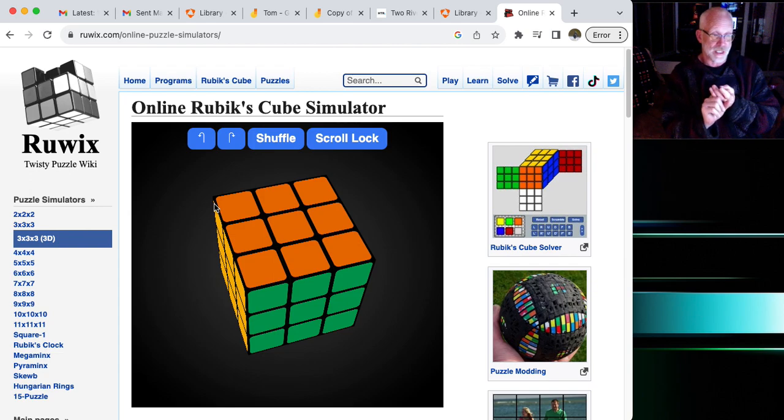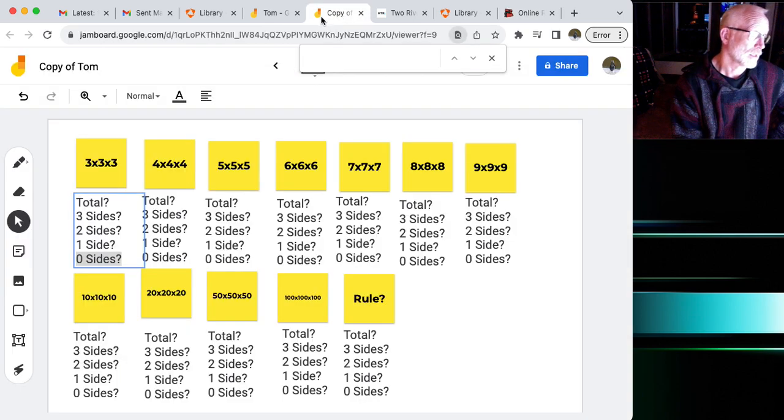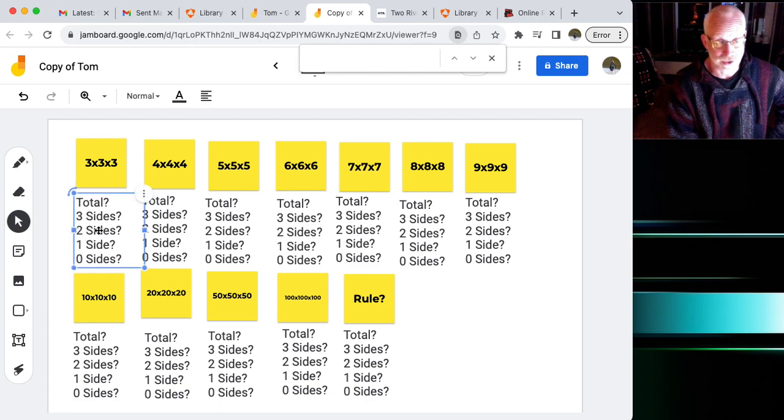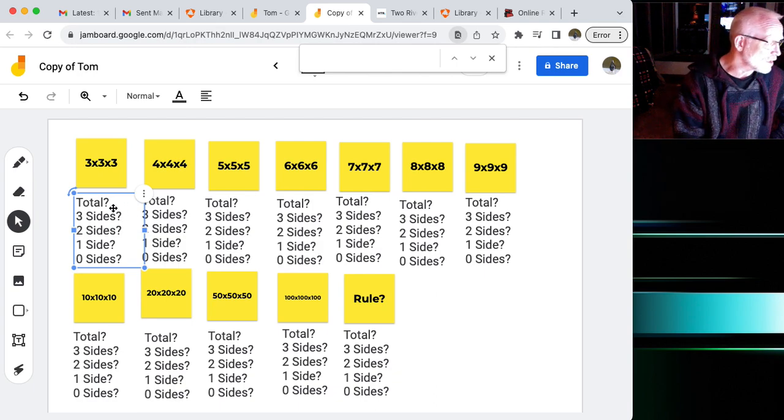And then I'll say, all right, groups, get together. I want you to talk to your groups for 3 minutes. Talk about this. If you look at the 3 by 3 by 3, how many cubes are painted on 3 sides? How many are painted on 2 sides? How many are painted on 1 side? How many are painted on 0 sides? How many total cubes are there?